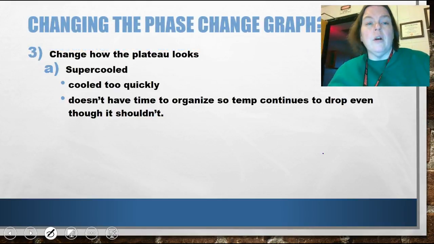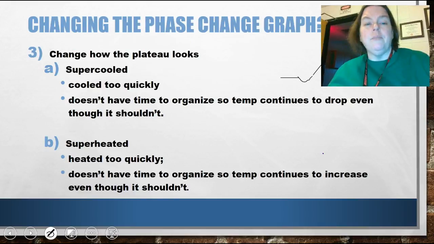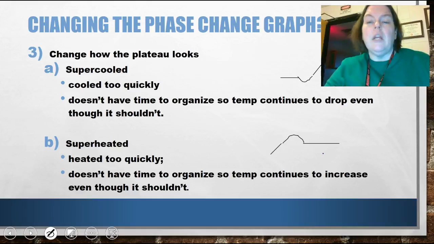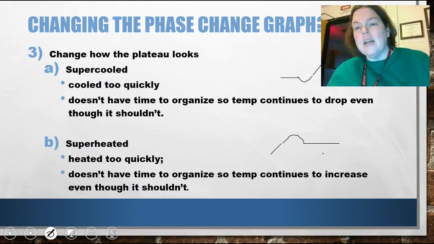We can also superheat something. If we heat it too quickly, the temperature continues to rise even though you're not adding the heat as fast, and then it will come back down and plateau again eventually. So there are some processes here.